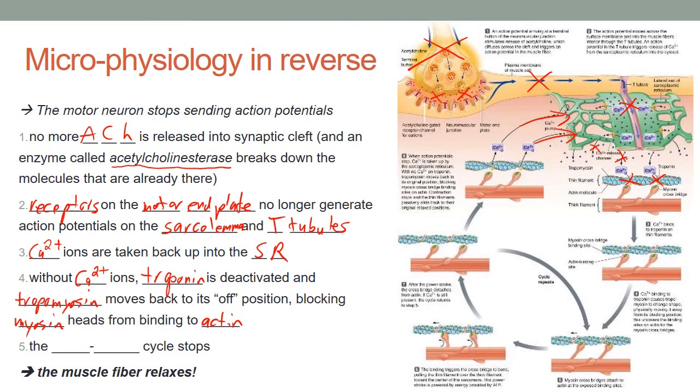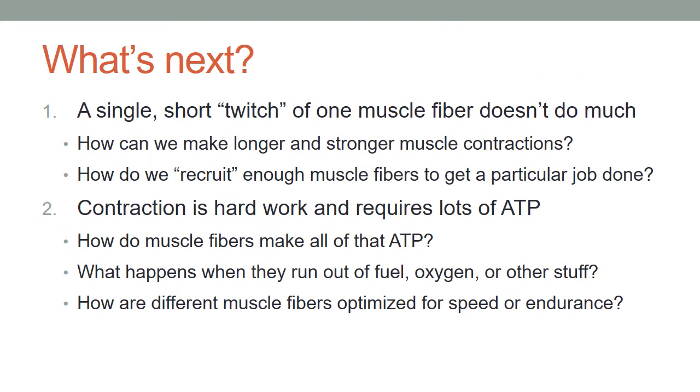So if myosin can't bind to actin, then we can't go on to form a cross bridge, and so this whole cross bridge cycle stops, and ultimately the muscle fiber relaxes. Okay, so we now know how all the micro machinery inside the cell causes a single action potential to translate into a single short contraction of the muscle fiber.